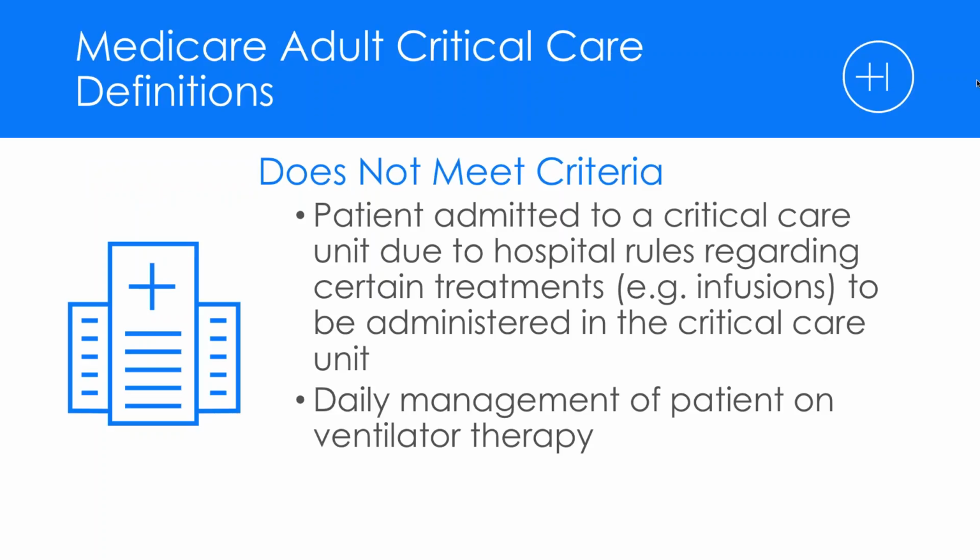All right, things that do not meet the criteria for critical care. Patients who are admitted to a critical care unit due to various hospital rules regarding certain treatments. You may have some type of protocol in which patients go to the critical care unit to have certain types of procedures provided. You know, it may have always been that way, or it may be easier as far as processes or billing or whatever it might be. However, just because that patient goes there and has a service provided does not mean that that's critical care. Daily management of a patient who's on ventilator therapy does not meet the criteria for critical care definition, and so you cannot report that way.